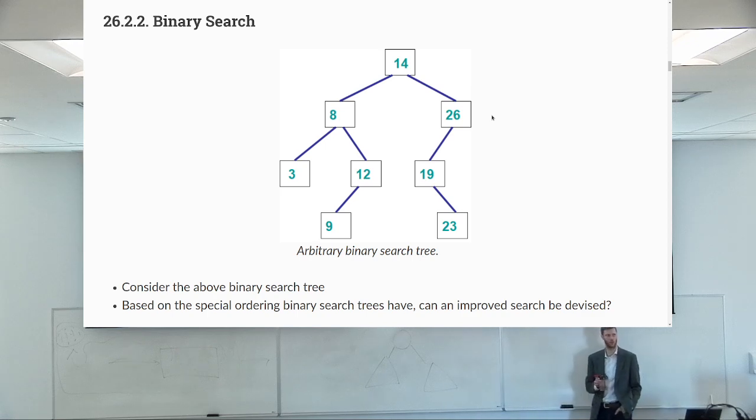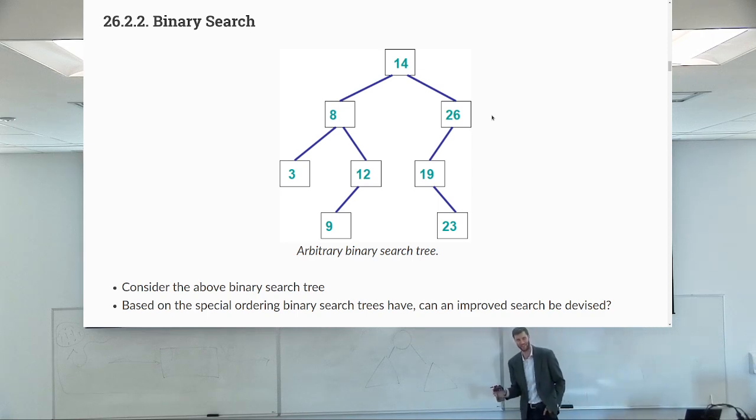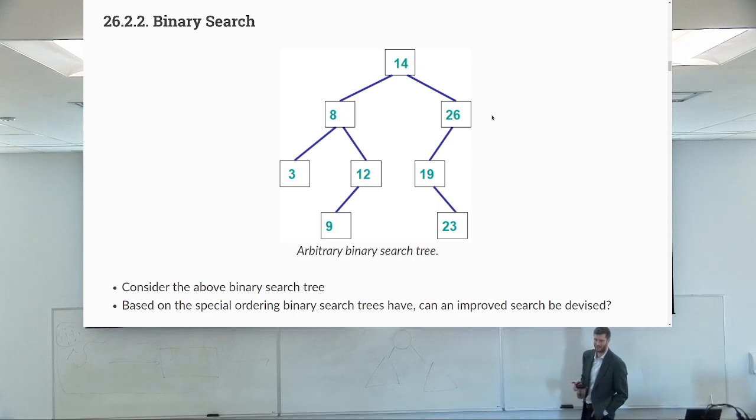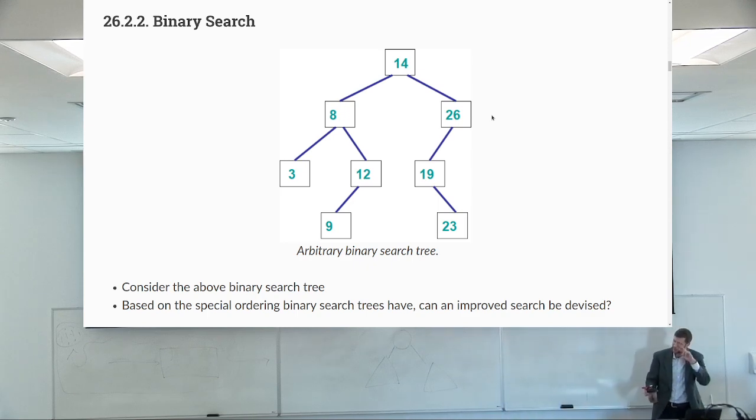What's the opposite of 2 to the n? Log n. Anyone be more specific? Log base 2 of n. I have to remind you, those are inverses. One just undoes the other. So there's that relationship there.